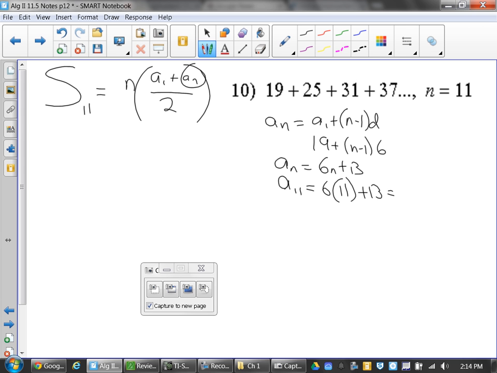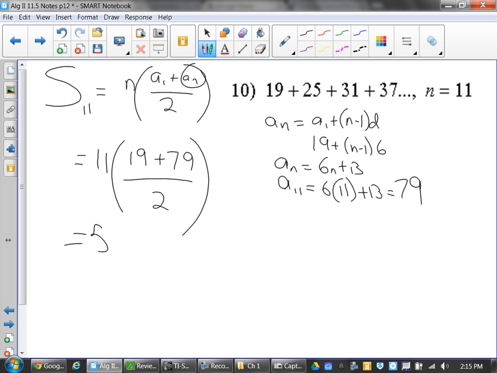So right now, you had to figure out what the 11th term in that sequence is. It's 79. Now you know everything you need to know. You get 11 because you're trying to find 11 of them. You know the first term is 19. You know the last term in the sequence is 79, and you divide by 2. 19 and 79 is 98. Half of that is 49. 49 times 11 is, I was adding in my head, 539. So the sum of 11 is 539.